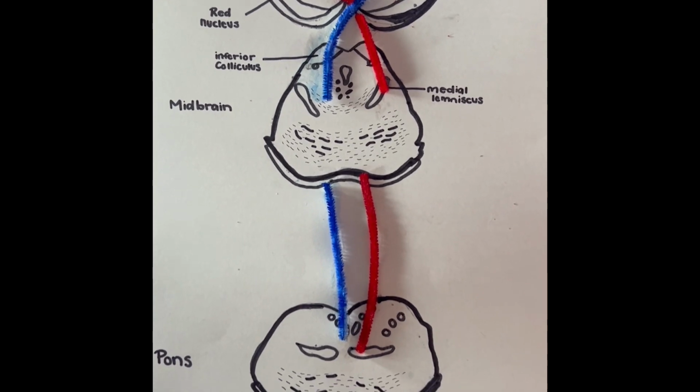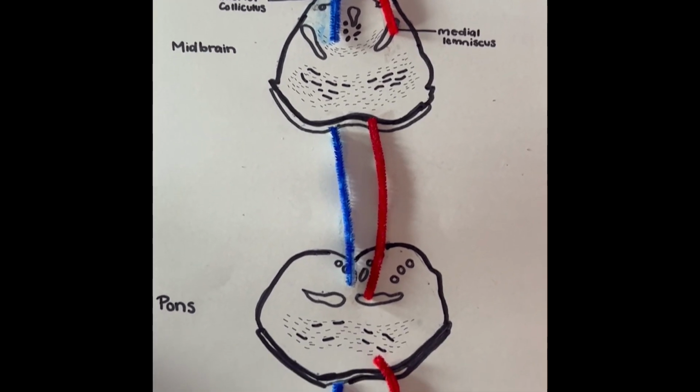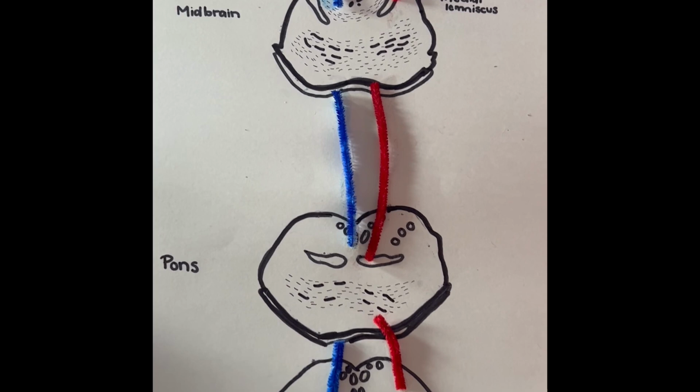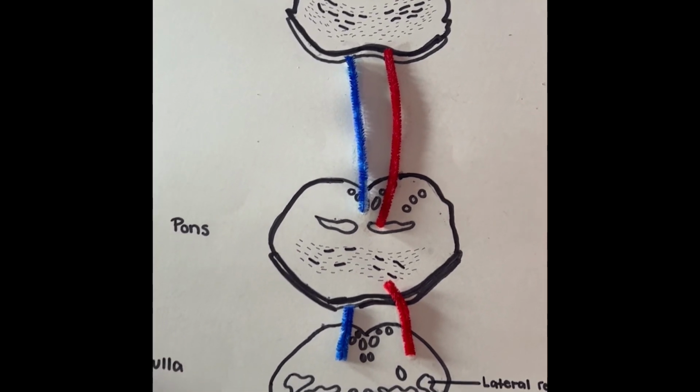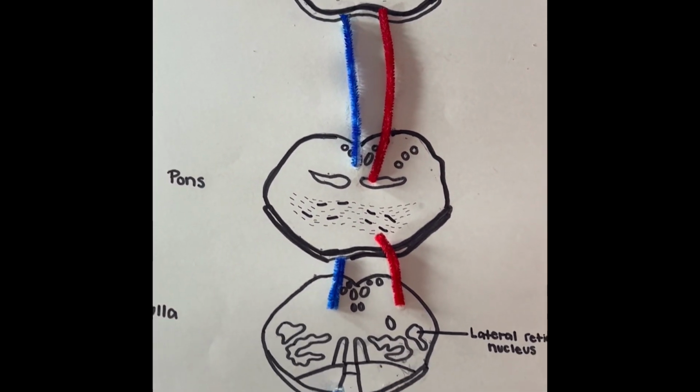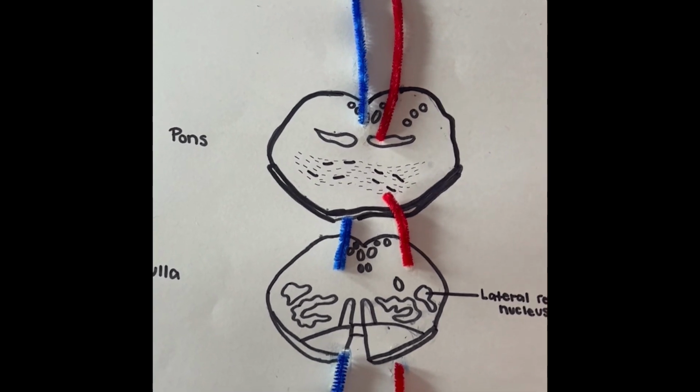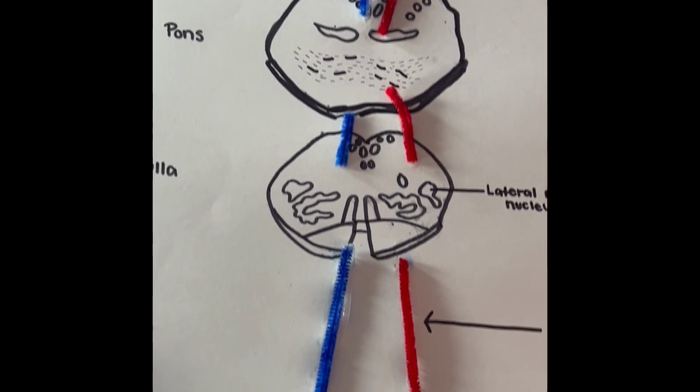Damage to the red nucleus or the rubrospinal tract due to a stroke can lead to deficits in upper limb control. Symptoms may include weakness, spasticity, or coordination problems, particularly those affecting the fine motor skills that we discussed earlier.